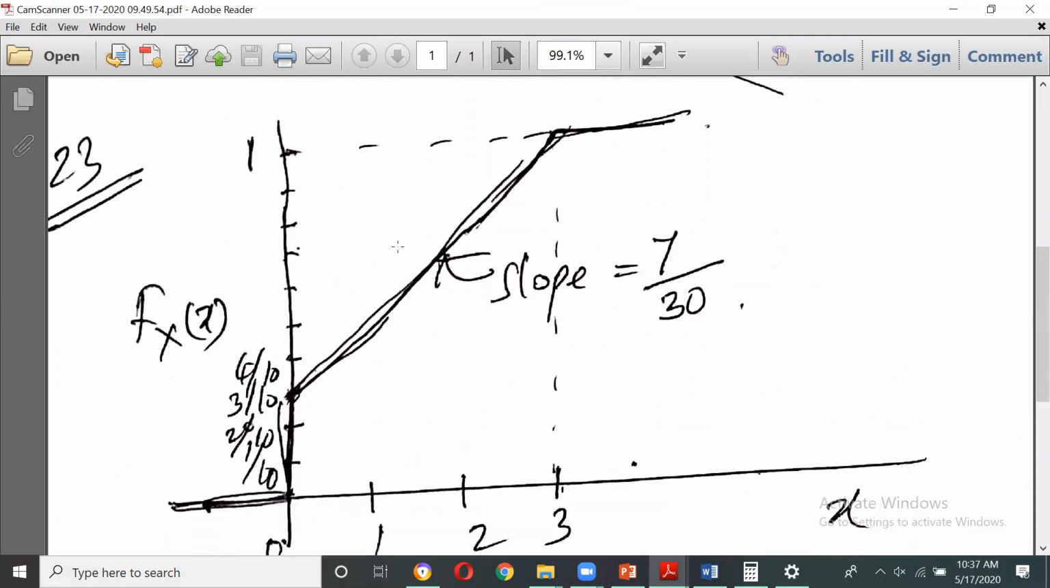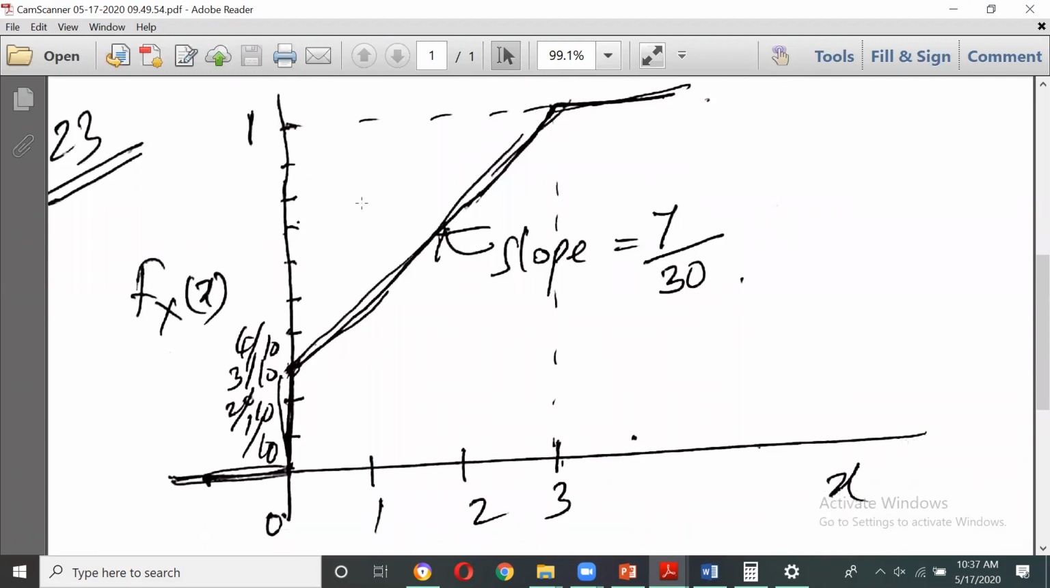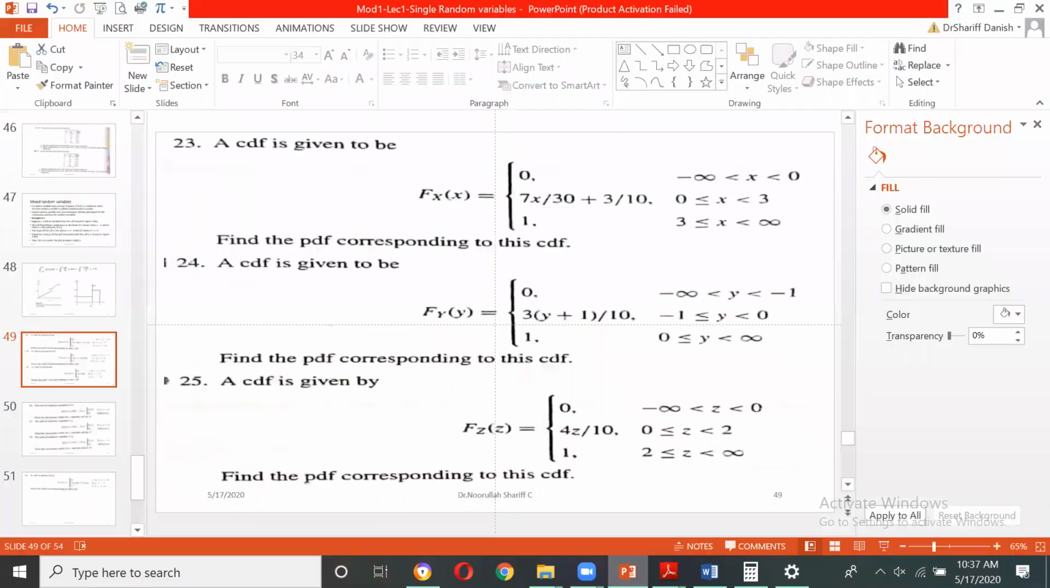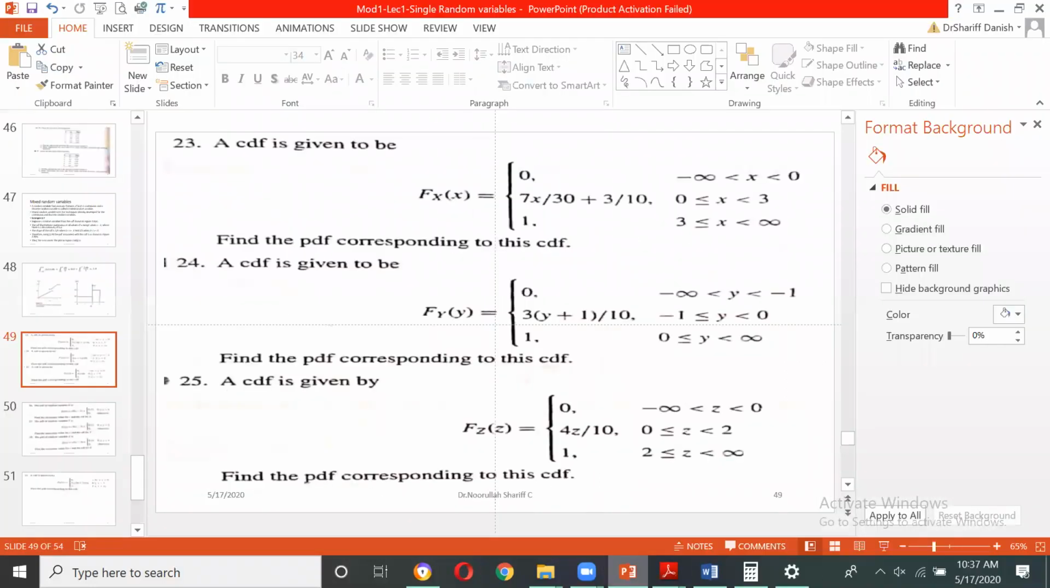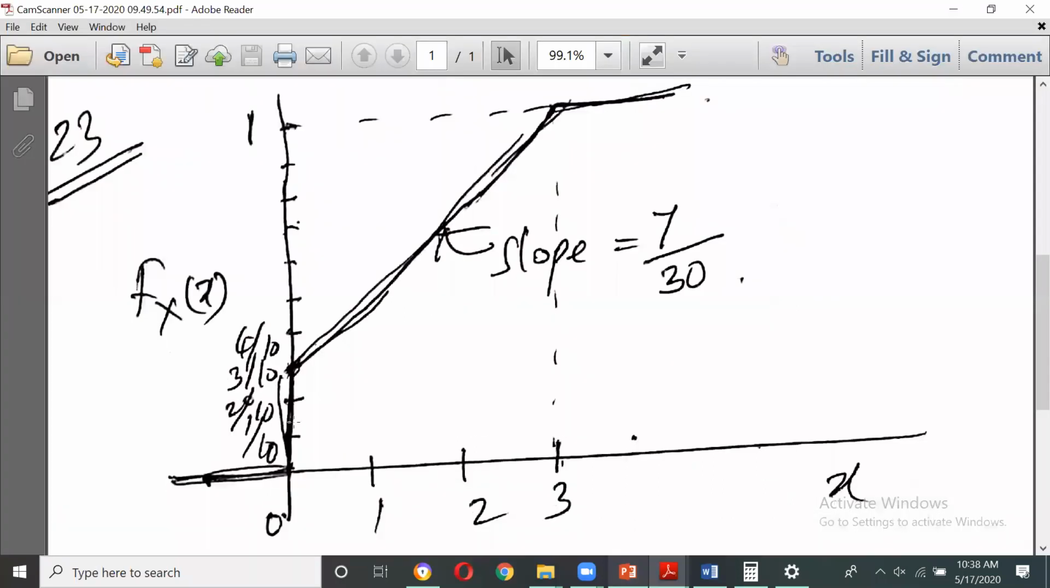Now F_X(x) is given to us, so we can plot that. What is given to us there? It is 0 between minus infinity to 0. Then we have 7x by 30 plus 3 by 10 between 0 to 3. So 3 by 10 is the intercept, and 7 by 30 is the slope. That is why it is written like this. 3 by 10 is the y-intercept, and 7 by 30 is the slope.